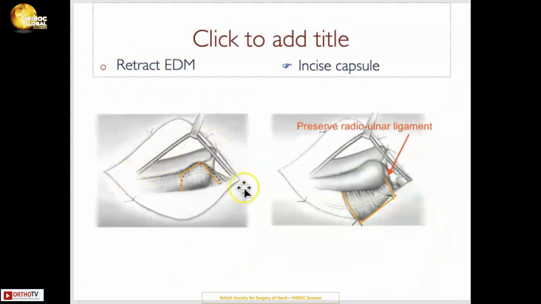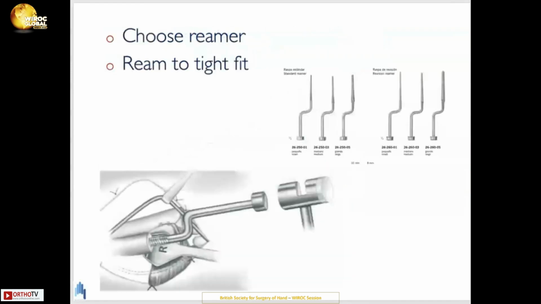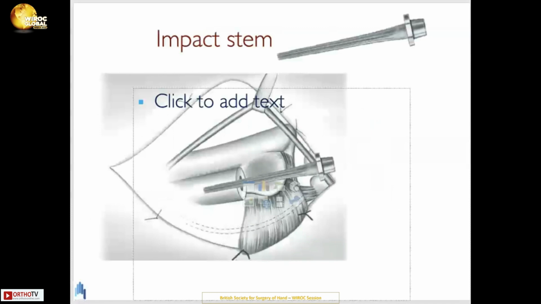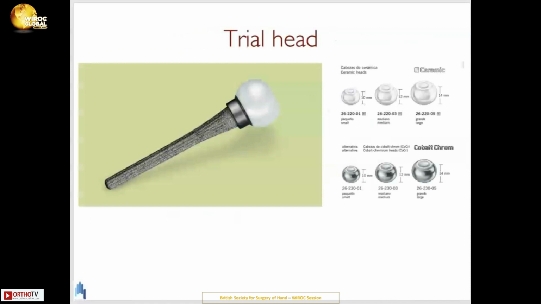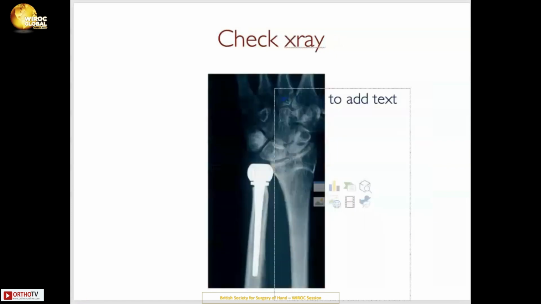So you go through the retinaculum, there's EDM pulled out of the way, and you mark out the capsule, being very careful distally to preserve the dorsal component of the TFCC. You don't want your implant to become unstable, do you? Cut off the head with a saw, put in a couple of bone levers, ream up and down with the various reamers, choose your trial, put in a trial. If it fits, you end up putting in the implant. There's a trial head, different sizes. And there we are, trying out the head, making sure it fits, making sure it's stable, making sure we can close the retinaculum. Take an X-ray.